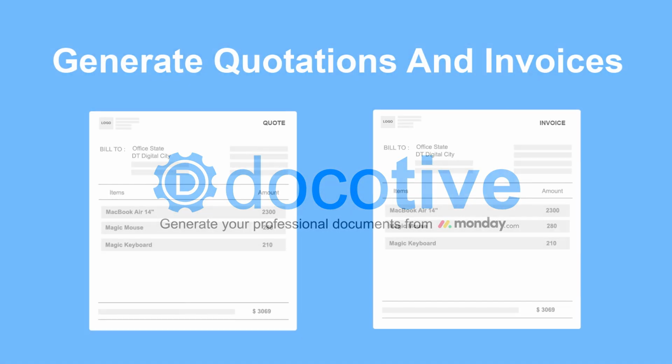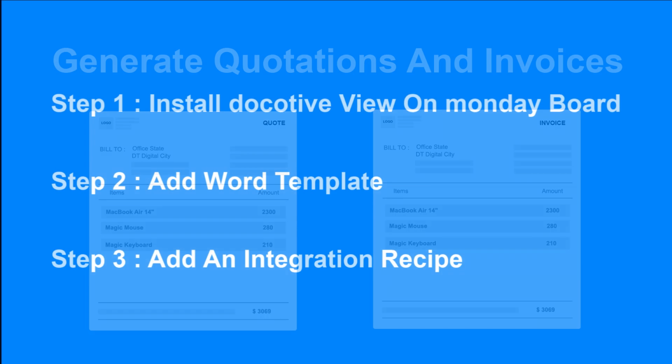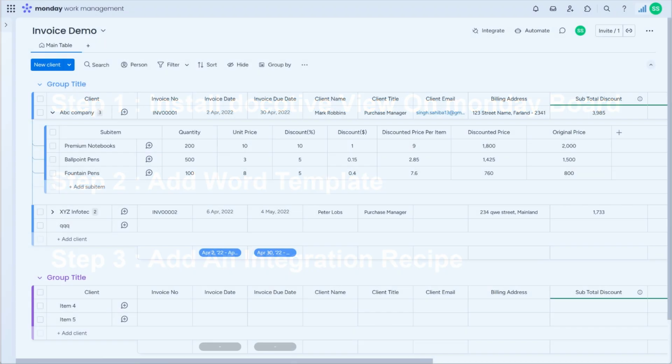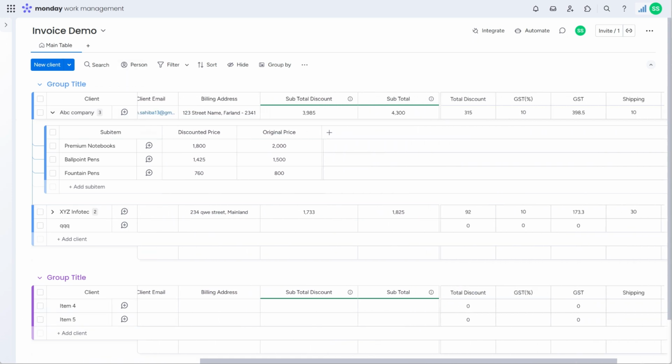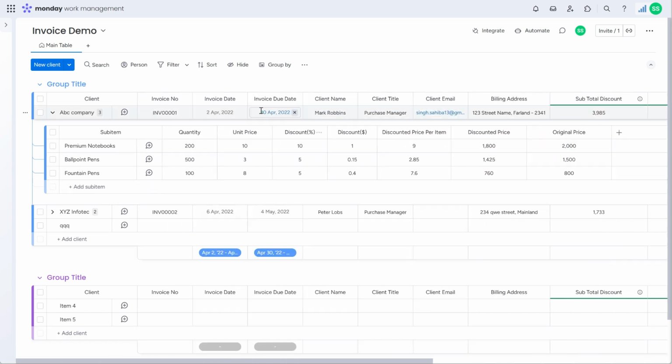In this video, you will discover how to quickly generate quotations and invoices with docotive in just a few easy steps. Let's get started with it. I am logged into my Monday account where I have a board called Invoice Demo containing all the sample data in it. Now, I will generate an invoice for my client ABC company.